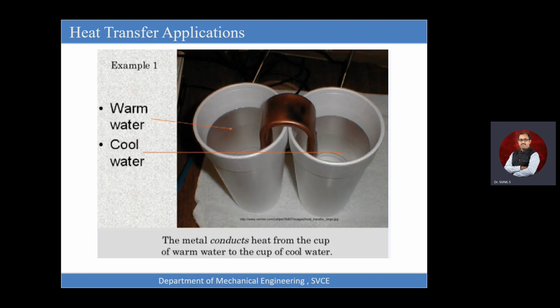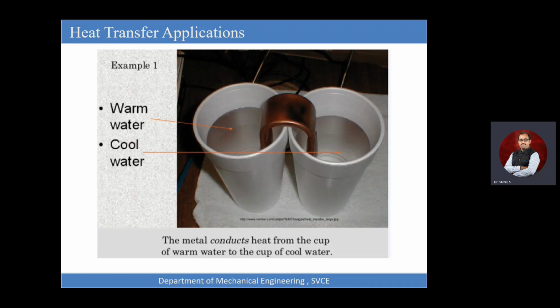Initially the water will be cold. After some time, this water becomes a little bit hotter, and this becomes cold. Here, what is the medium of heat transfer? Again, the copper bracket. Parallelly, convection may also take place. If it is kept in an evacuated space where there is no air, there will be no convection. Only conduction will be taking place. If I keep it in open air, some amount of heat will be lost because of convection also. So this is one example of conduction.